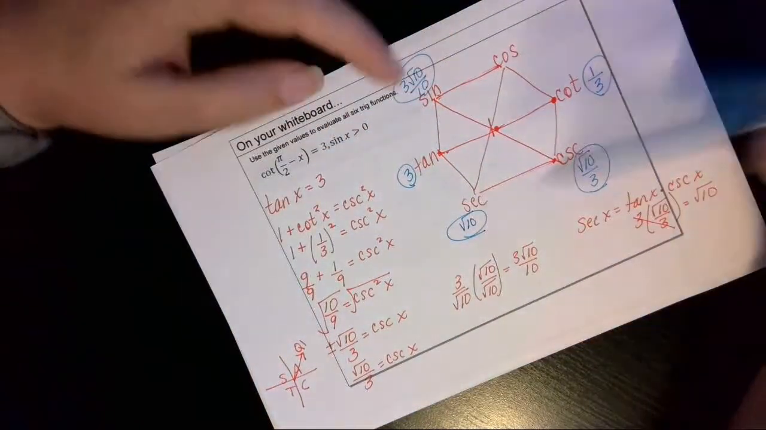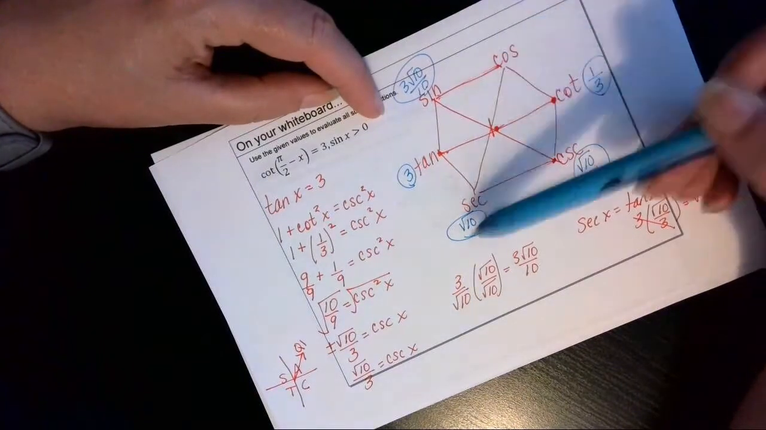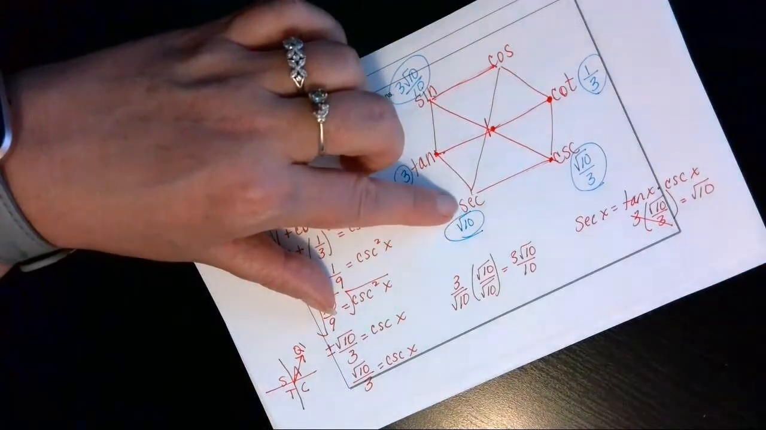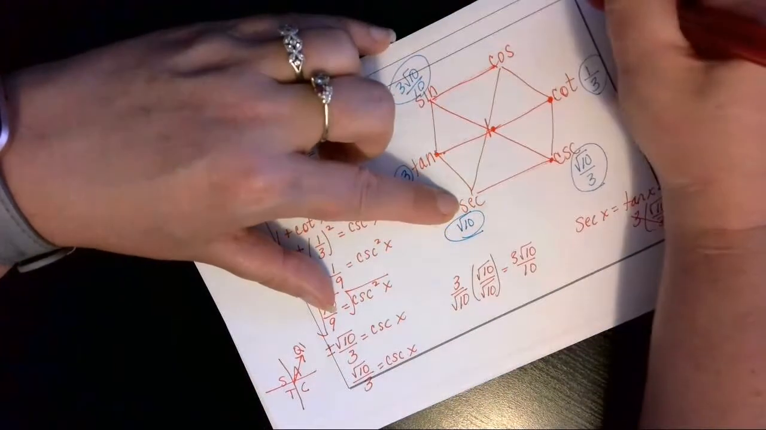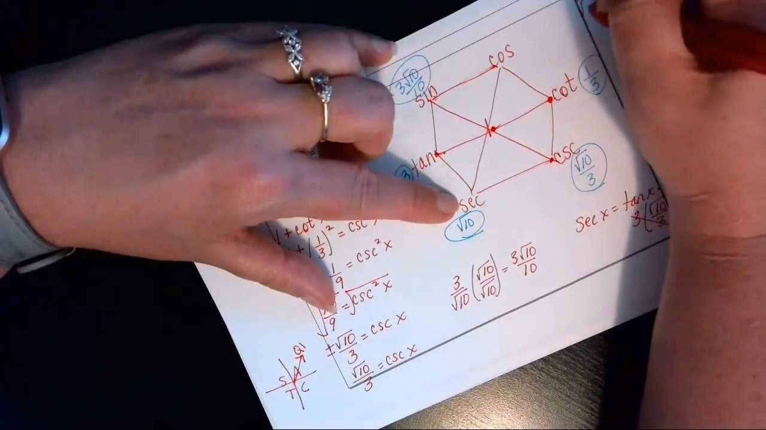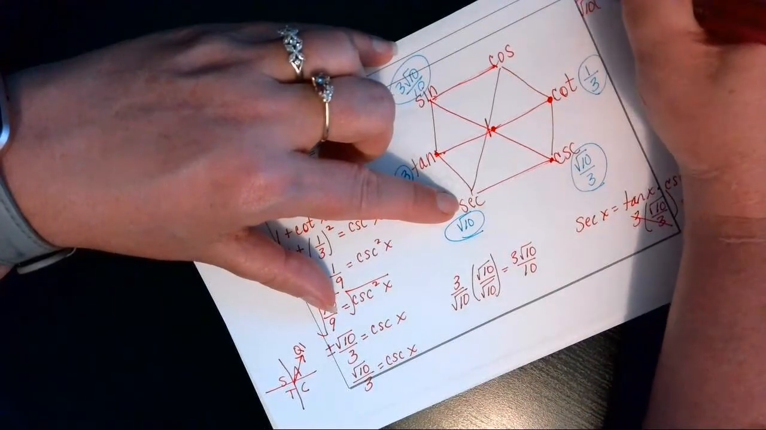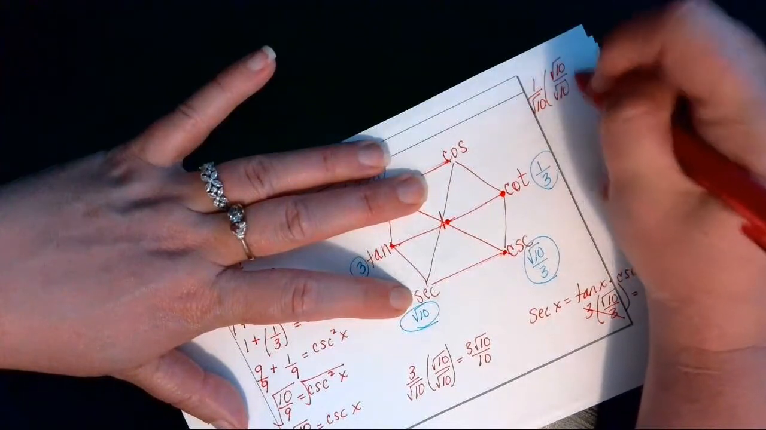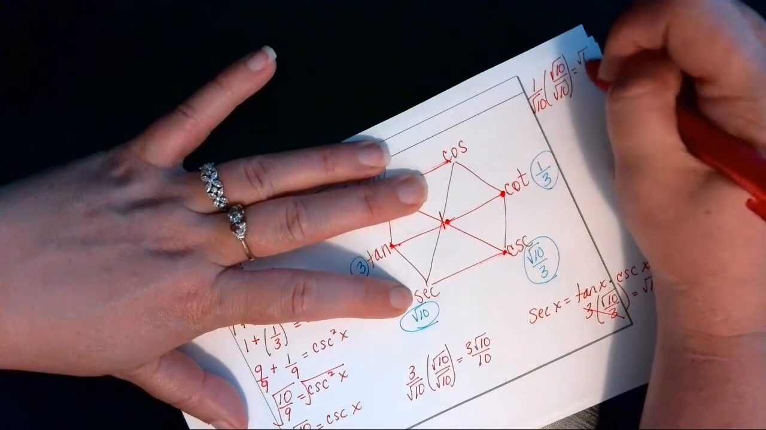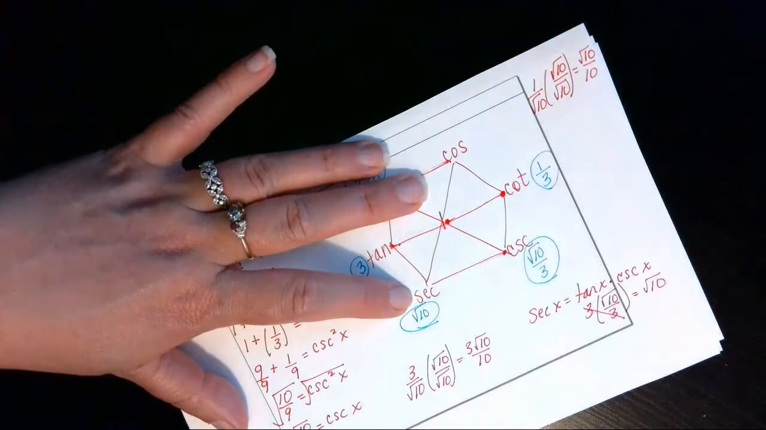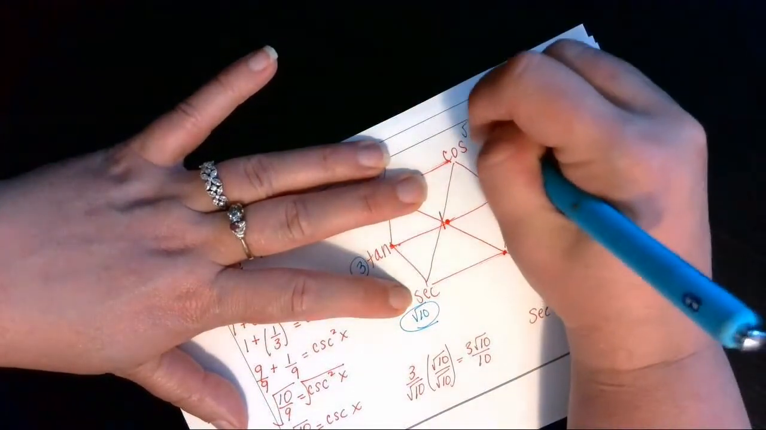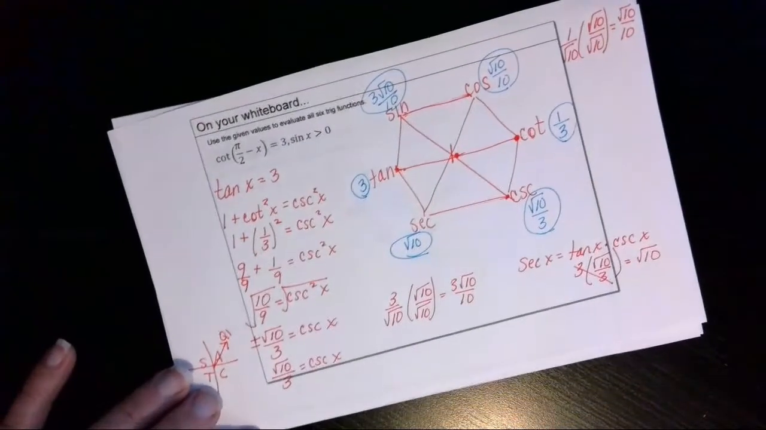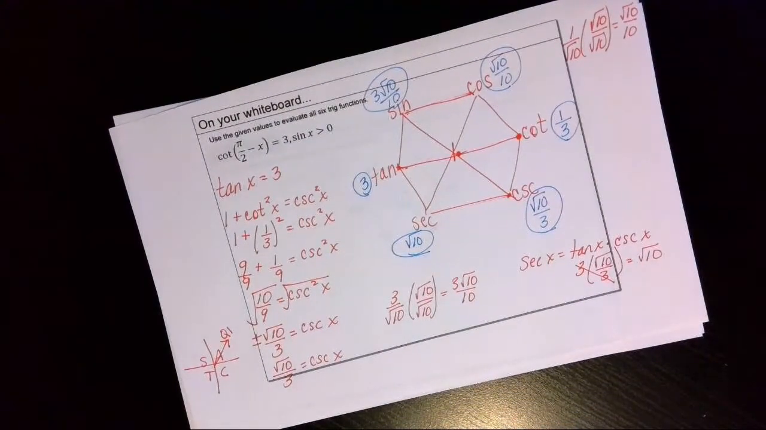And then we can do our reciprocal to get from secant to cosine. So 1 over square root of 10, and then we'll rationalize that denominator with square root of 10 over square root of 10, and that'll be root 10 over 10. And that would be the cosine, root 10 over 10. Okay, and then we have all 6 of the trig functions evaluated.